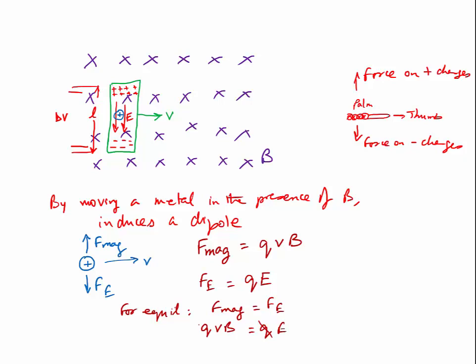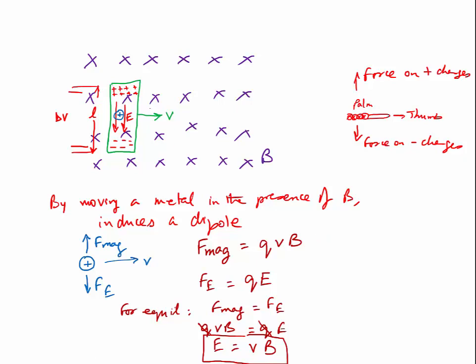Q cancels from both the sides, and I get an equation that simply says the electric field after equilibrium is reached will be equal to the speed times the magnetic field. So the electric field is the induced electric field from the separation of charges. Magnetic field is the external magnetic field. V is the speed with which I move the strip. And you get this relationship after equilibrium is reached.